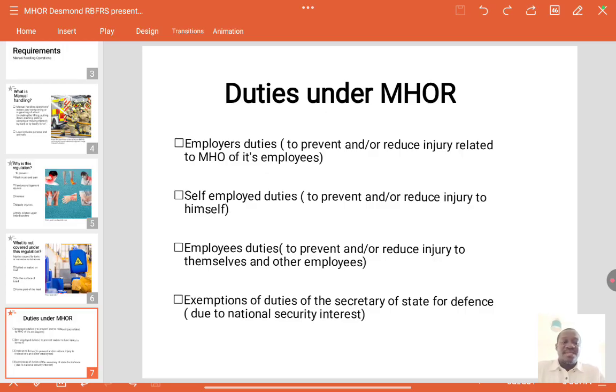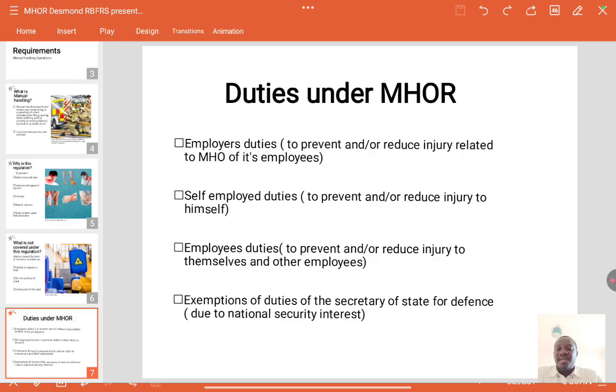Now the second duty is for self-employed people, who have obtained their own UTRs, that they are working under self-employment. They also have the duty to reduce and prevent injury to themselves whilst undertaking manual handling operations. The third duty also falls on the employees themselves. Now every employee under the manual handling operation regulations is required to prevent or reduce injury to themselves and other employees.